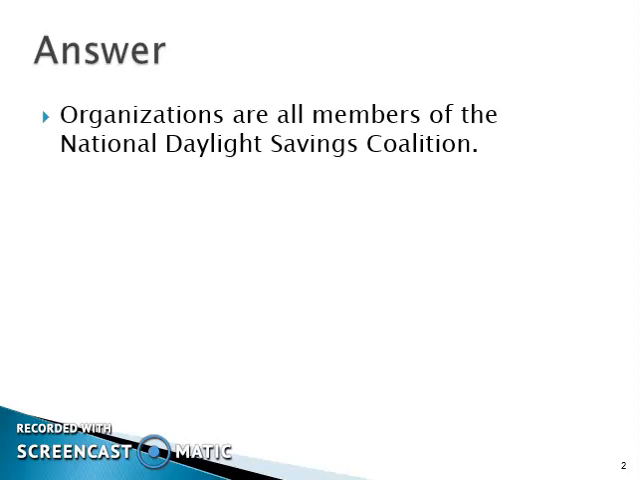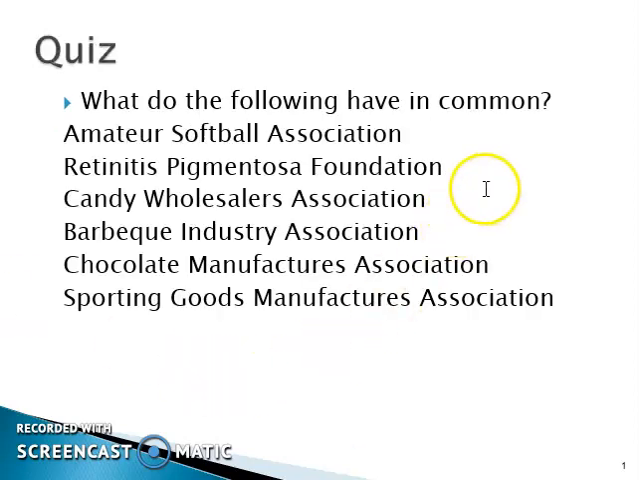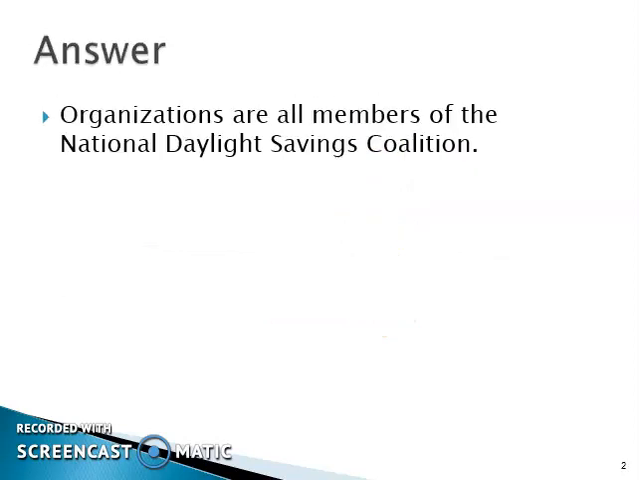these are all organizations that seek to have a national daylight savings program. This is the National Daylight Savings Coalition. In other words, if you go back to these associations, they're all interest groups, and one of the things that they have in common is that they all want this national daylight savings. So what is an interest group?